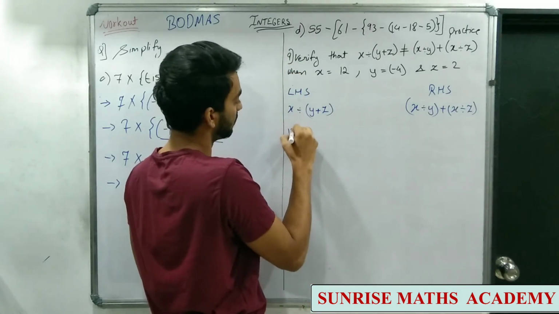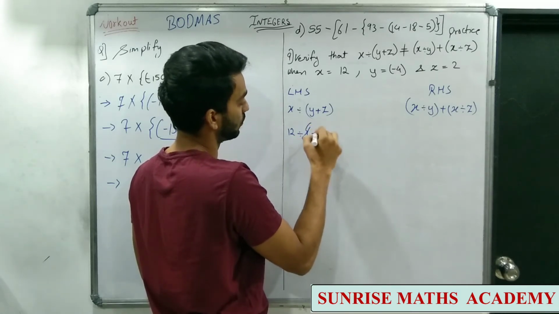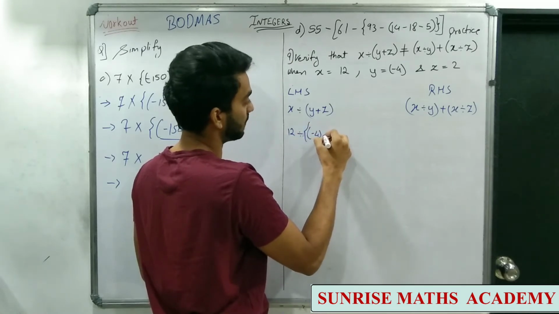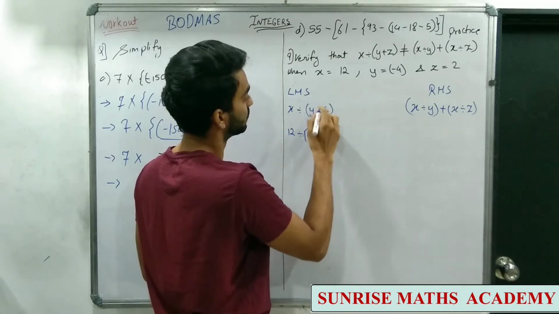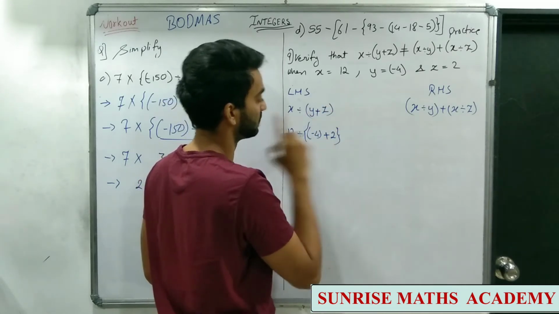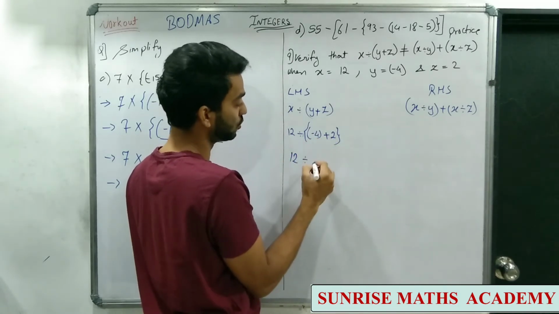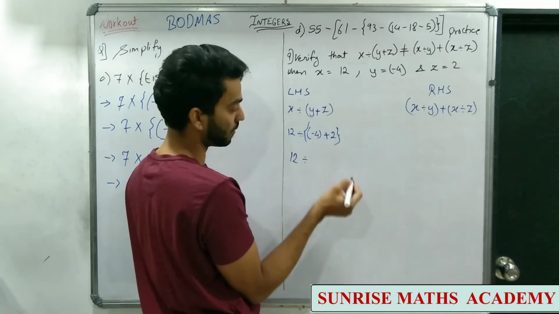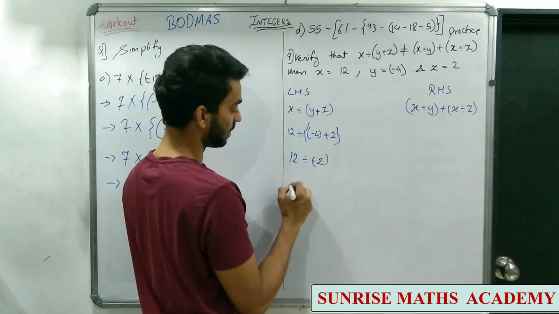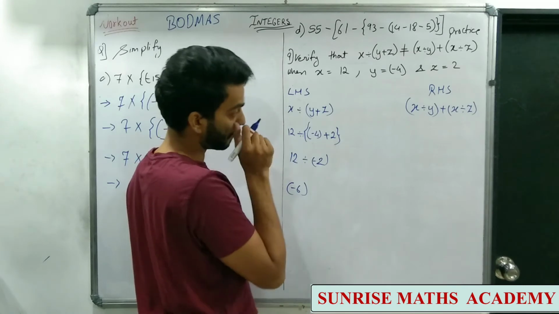Putting the values given here, x is 12, y is minus 4, and z is 2. So 12 divided by minus 4 plus 2. Minus plus is minus, so 4 minus 2 is 2, greater number is negative, so minus 2. 12 divided by minus 2 is minus 6. 12 divided by 2 is 6, minus plus is minus.